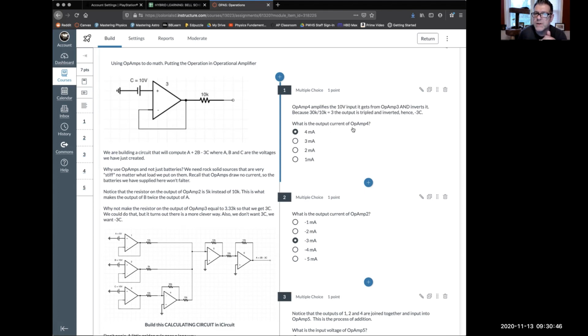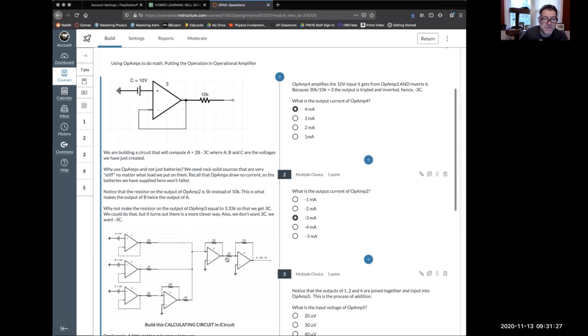What is the output current of OpAmp4? Well, to know the OpAmp current, you're going to have to build the thing and click on 10K. So this is one of the questions that I have built into these assignments that just verifies that you did as I asked and you actually built the thing. If you actually build the thing and click on that output, it's going to read 4 milliamps as the output of OpAmp number 4. It's easy to get. You just click on this 10K resistor in iCircuit when the simulation's running and read what the current is. It's 4 milliamps. So it's pretty easy to get once you've built the thing together correctly.